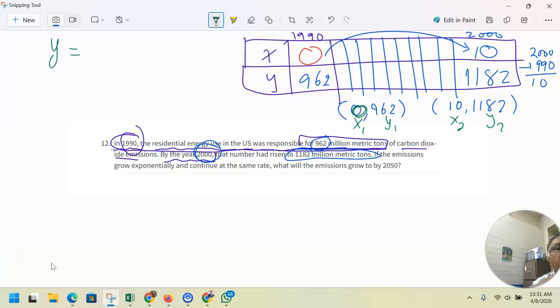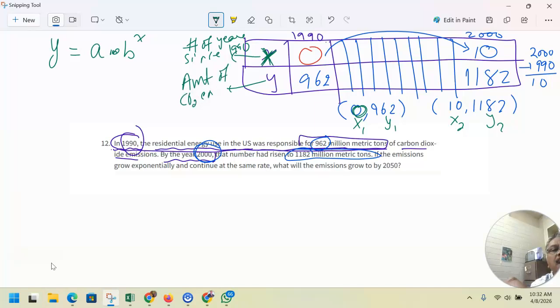So when you write this, y equals a times b raised to x. What does x stand for? X is the number of years since 1990. And Y is the amount of carbon dioxide emission after X number of years.